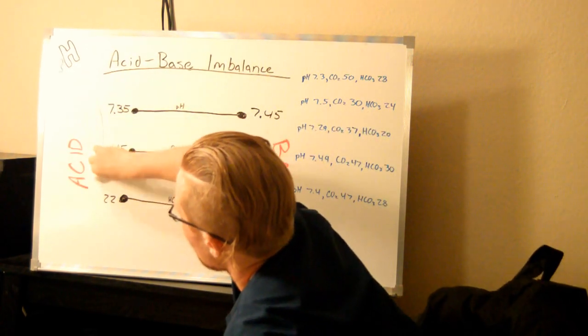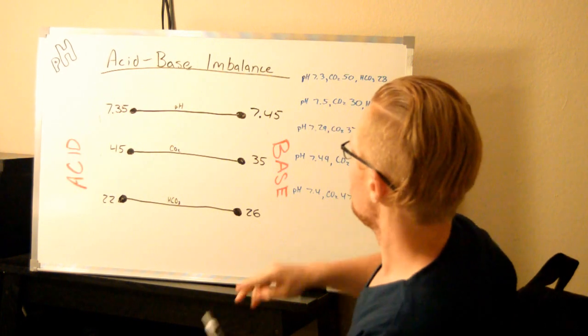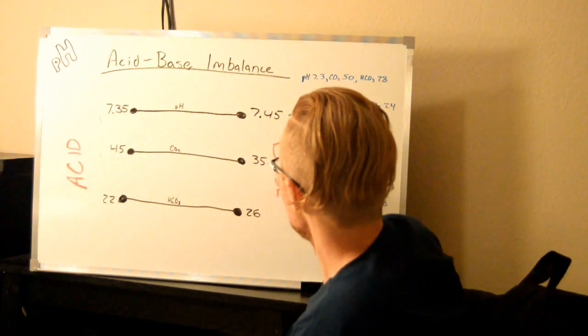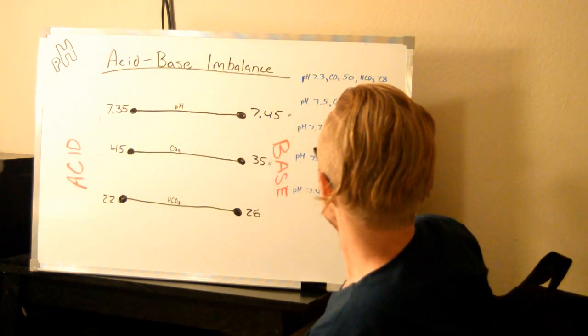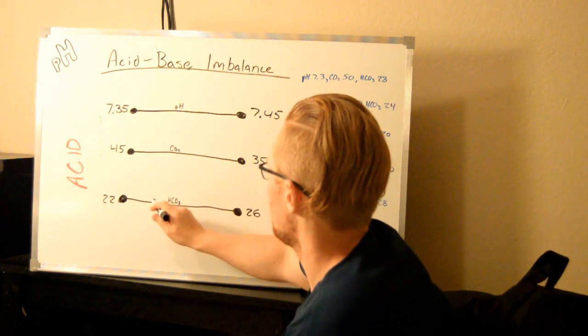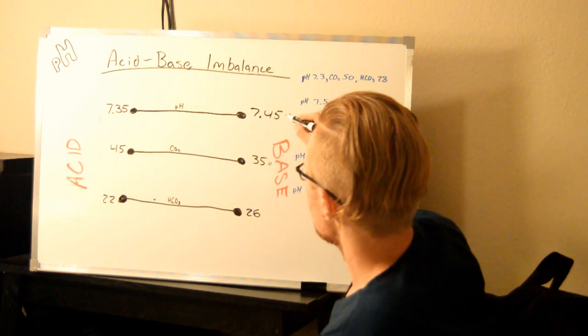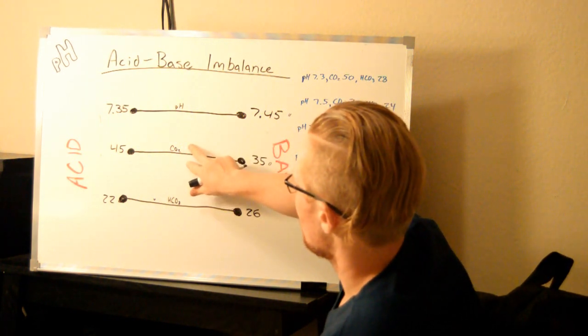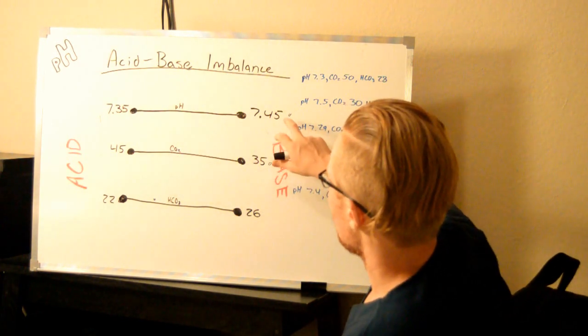Alright, for our next problem, we've got a pH of 7.5, CO2 of 30, and HCO3 of 24. You can see these two match. So this is alkalosis, and it's respiratory because it's CO2. So this is respiratory alkalosis.